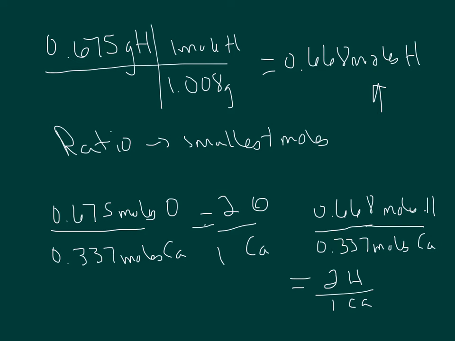So now what we're going to do, we're going to put that all together. We're going to write a formula with our ratio that said there was only 1 calcium, there were 2 oxygens, and there were 2 hydrogens. When you first begin this, a lot of people have trouble with what order do I put all the elements in. And you want to start with the metal first, and then your nonmetals.